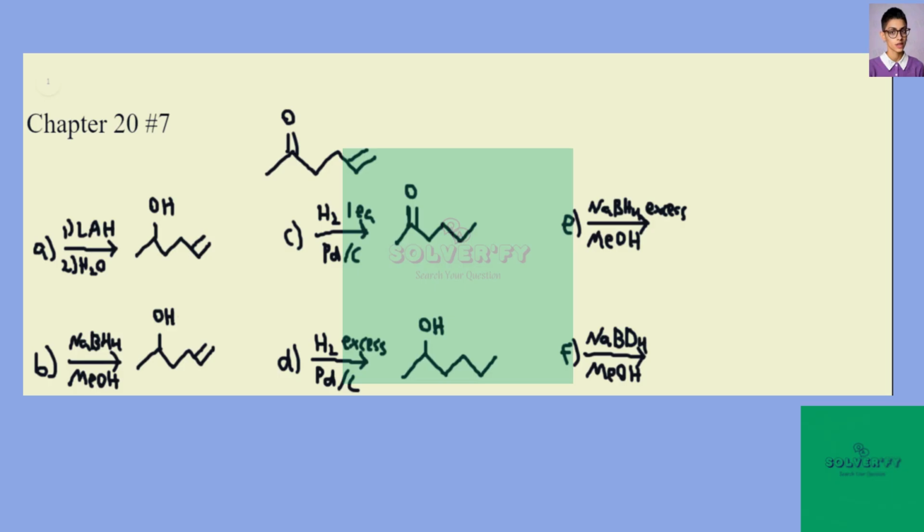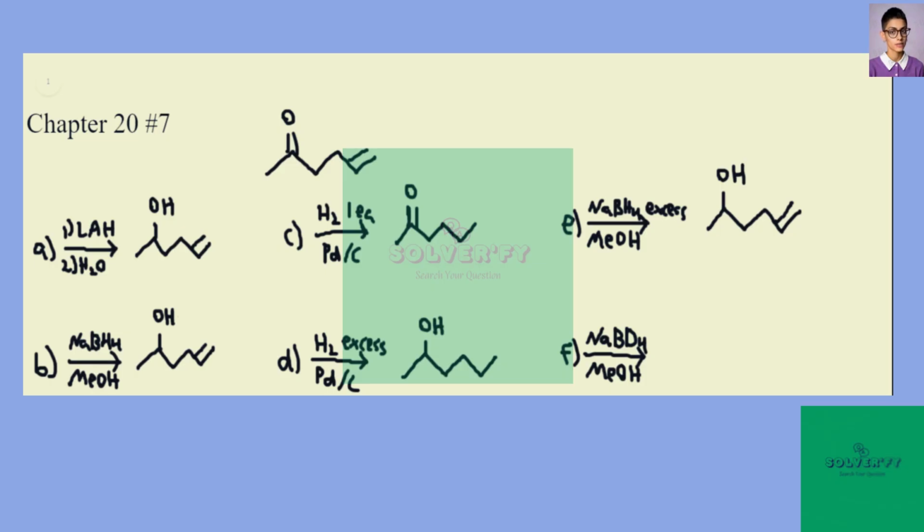Okay, and then looking at E, like I said, E is a lot like B, except we're using excess sodium borohydride this time. But sodium borohydride is not an aggressive enough reagent to reduce a carbon-carbon double bond. So that alkene is still going to be intact even when we use excess sodium borohydride. We'll still just see reduction at the carbonyl.